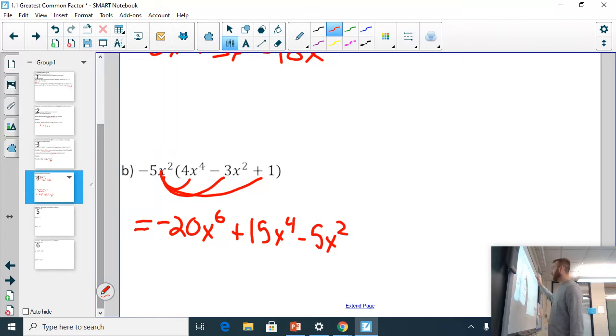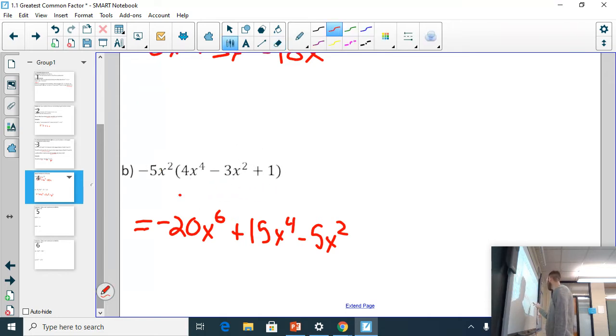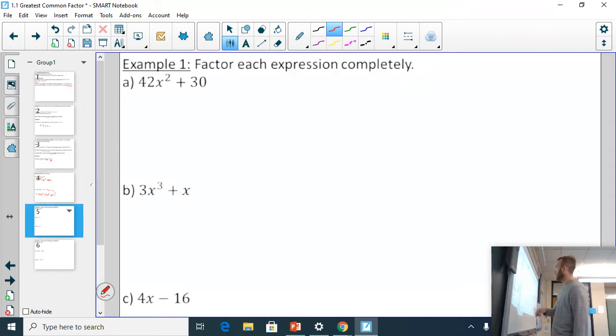And this is something we should already know how to do, but now we're going to be going backwards, right? So in future examples, we're going to have to go from this to this. And that's what we're going to get into. So factor out or factor each expression completely.